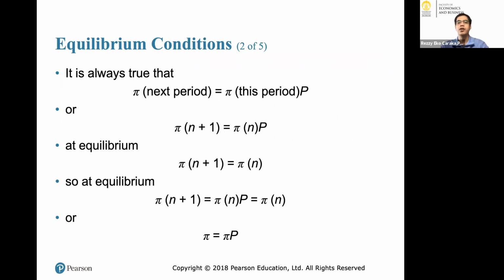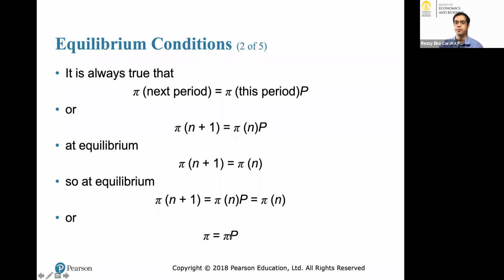So if you use the equilibrium condition, the information should be that the next period pi equals pi of this period times P. So this is the basic information. Or pi n plus 1, or pi by next step forecasting, will equal pi n P. So this is also our information. And the third condition, pi n plus 1 will be the same as pi n. So this is the information of the equilibrium. So for the equilibrium, you can extend the equations by pi n plus 1, which is pi n P, and pi n. And this is our last equilibrium condition.